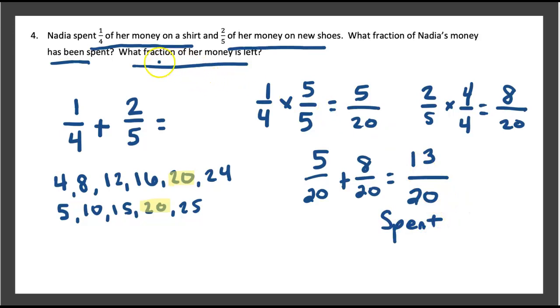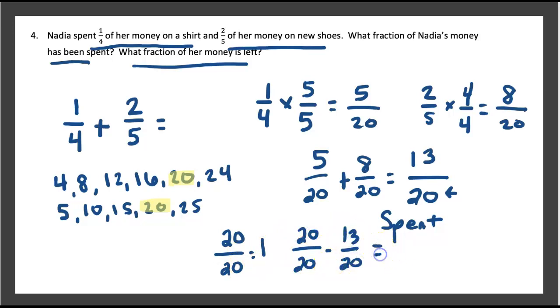Now, the next question says, what fraction of her money is left? Okay, so this can be a little complicated to think about, but how do I make 13/20 one whole? The denominator and the numerator have to be the same. So I know that it's going to be 20 over 20, right? Because this equals 1. So what I'm going to do is subtract 20 over 20 minus 13 over 20.